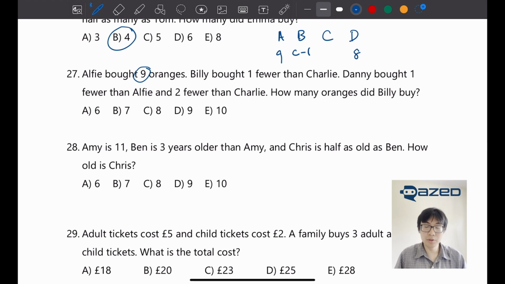And then he bought 2 fewer than Charlie. So that means Charlie has 2 more than Danny. So from that, plus 2, we get 10. And then finally, Billy we know has 1 less than Charlie. So it's 9. So now we can answer the question, how many oranges did Billy buy? And that's 9.